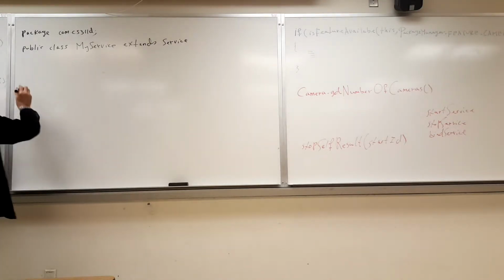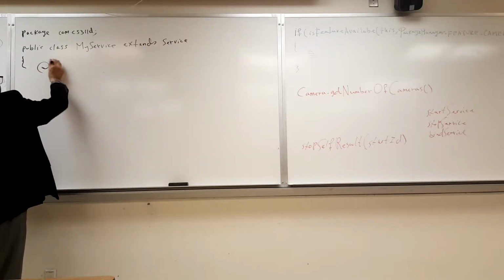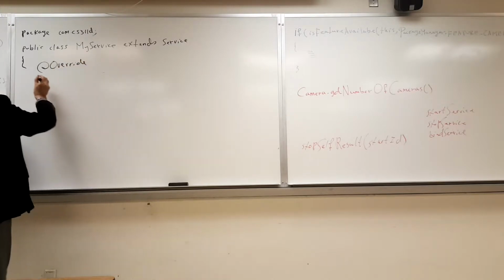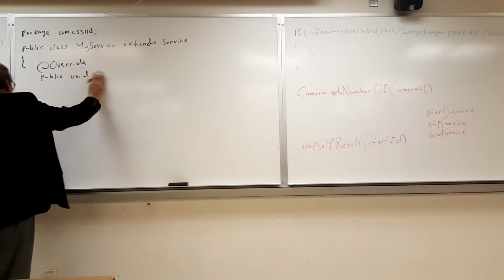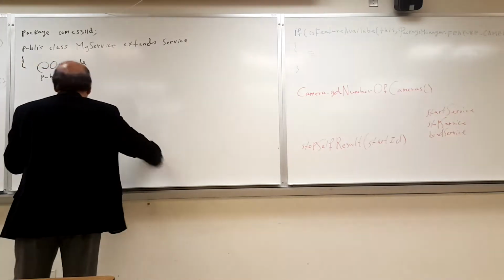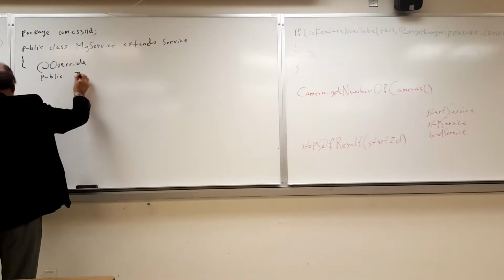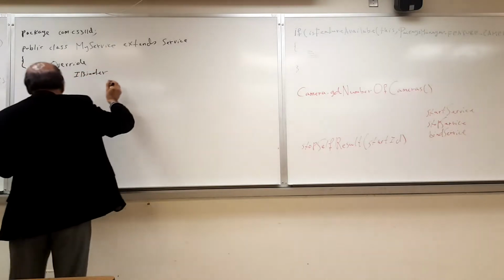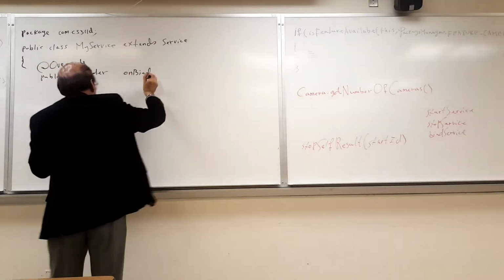So let's make it @Override public IBinder onBind. That's a new one. I'm going to tell you what it is. Fine.